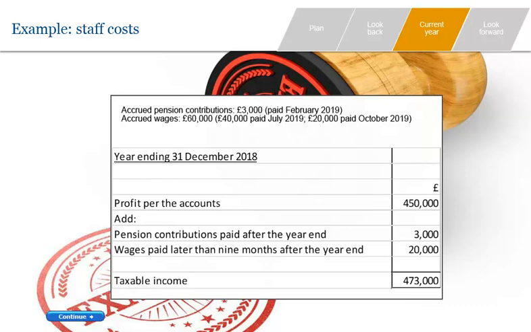The company's taxable profits for the year ended 31st December 2018 are as shown on the slide. The accrued pension contributions of £3,000 are added back as they were paid after the year end. Of the accrued wages, the £20,000 not paid within 9 months of the year end is added back. Relief for both amounts will be available in calculating the company's taxable income for its year ended 31st December 2019.